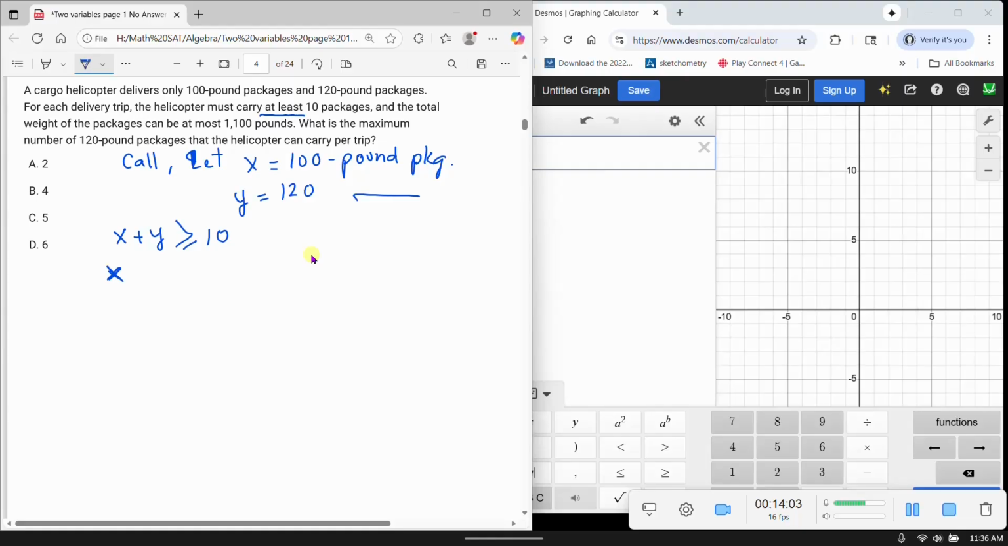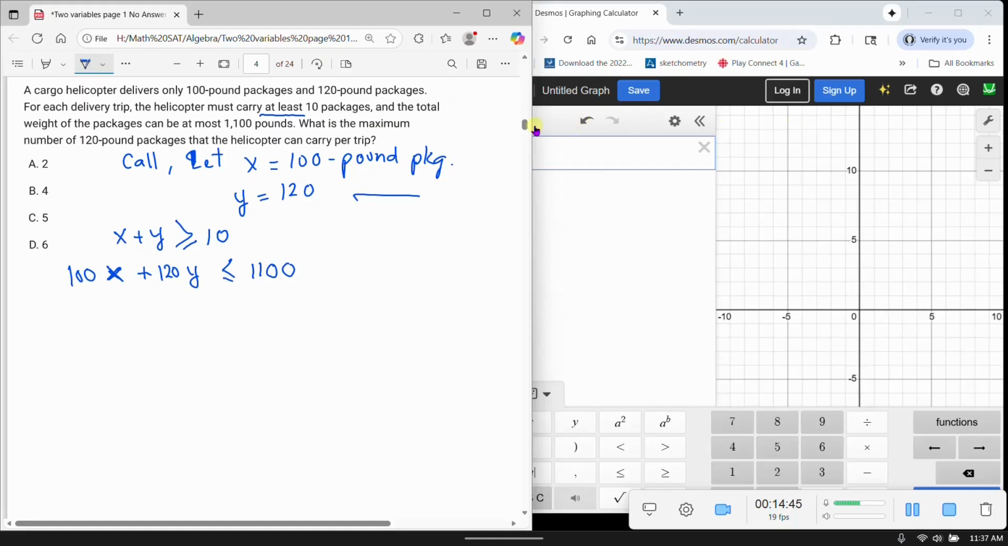At most means you have to be less than or equal to 1,100 pounds. So let's fill this one in, and then I'll explain it to you. Because they're asking you for the weight, each X packet is 100 pound. Each Y packet is 120 pound. You cannot carry more than 1,100 pounds.